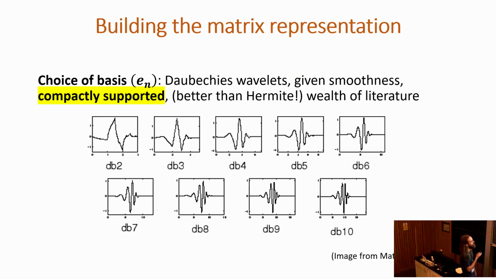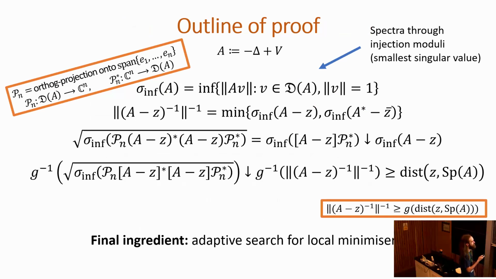So to build this matrix representation, we use Daubechies wavelets. The important thing is, in previous results of this kind, we had to assume decay conditions on V, and we can get rid of those completely by using a compactly supported basis, and that's easy enough. So the idea of this proof is to find an upper bound to the distance from the spectrum using a basic approximation. We use this injection modulus, which we can approximate using Rayleigh-Ritz or some other numerical method.